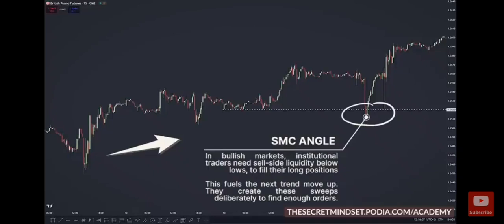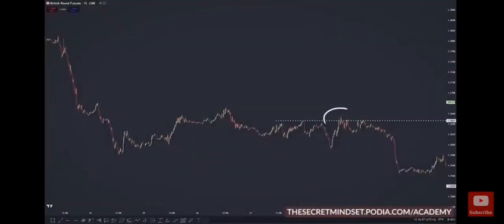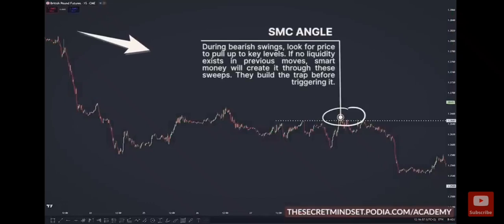So when trading bullish markets, it's best to place buy orders after a bear trap. You're buying into sell stops, just like big players do. For bearish markets, you sell near recent highs after a bull trap. Whether you call this a false breakout or a liquidity sweep, this concept works because it exploits basic trader psychology.